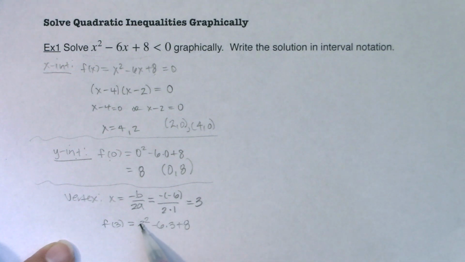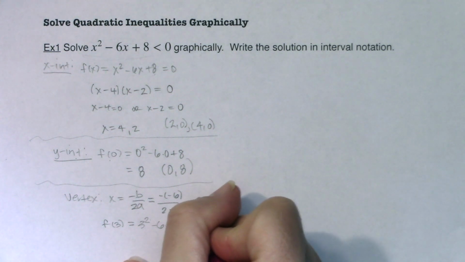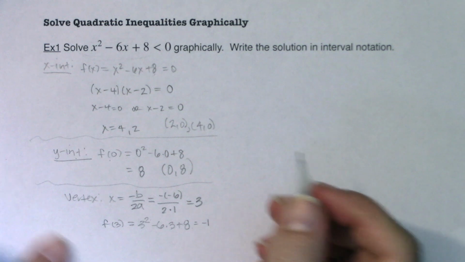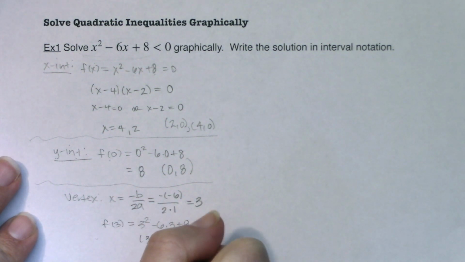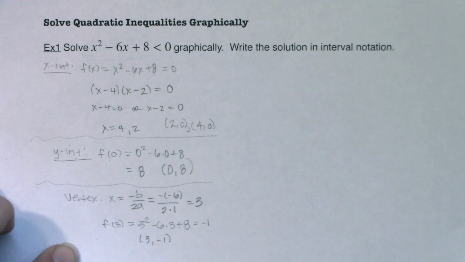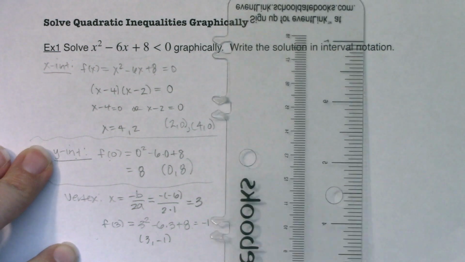All right, so what do we have here? We have 9 minus 18 plus 8. So when I crunch that, positive 9 plus 8 is 17, and 17 minus 18 is negative 1. So if I want to go ahead and write my vertex, that is (3, negative 1). So at this point, I have a number of ordered pairs I can make.